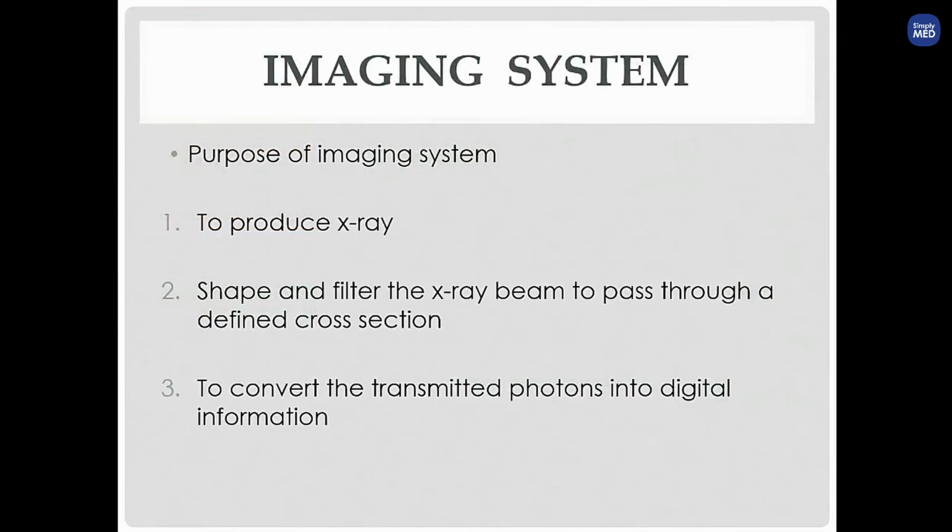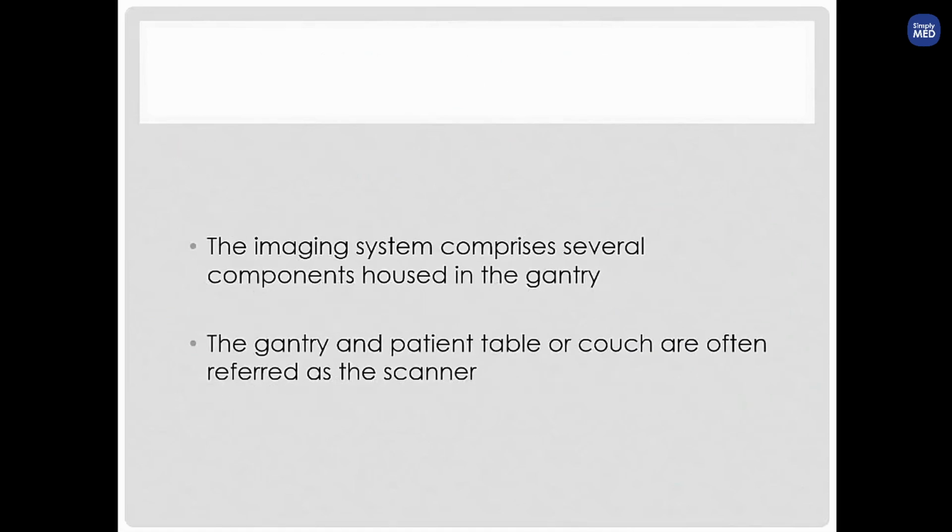The imaging system's main purpose is to produce X-rays. They shape and filter the X-ray beam so that it passes through the body, and then we have the detector where it will convert the photons into digital information. This imaging system has different components in the gantry itself, and the gantry and the patient table or couch are all referred to as the scanner.